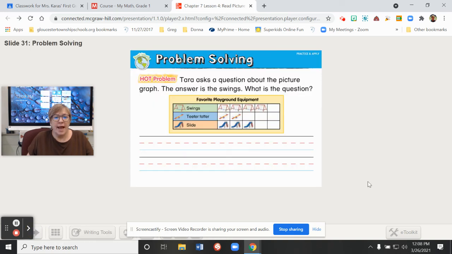All right, Tara asked a question about the pictograph. The answer is the swings. What is the question? Well, if you remember, these are usually one of my favorite things.